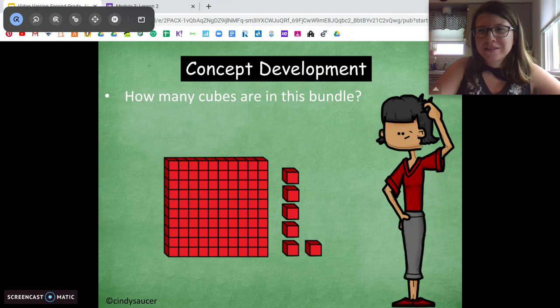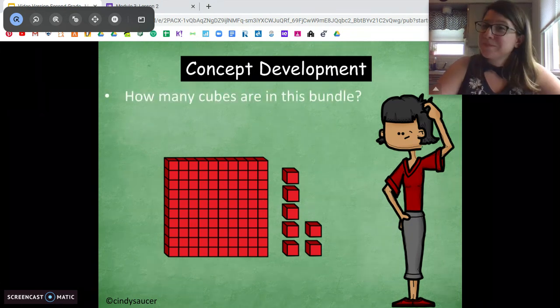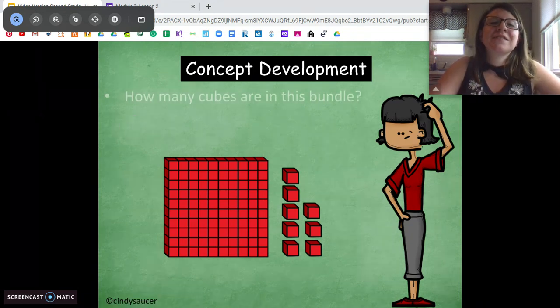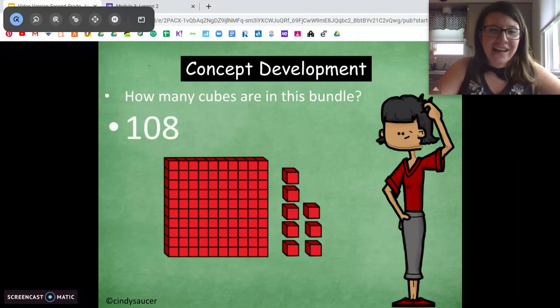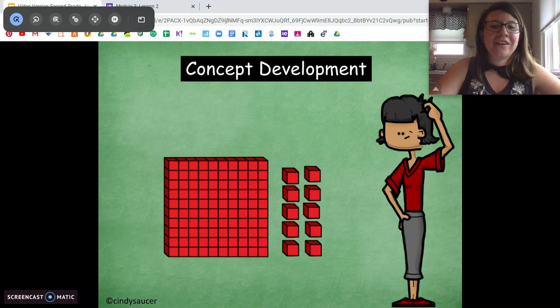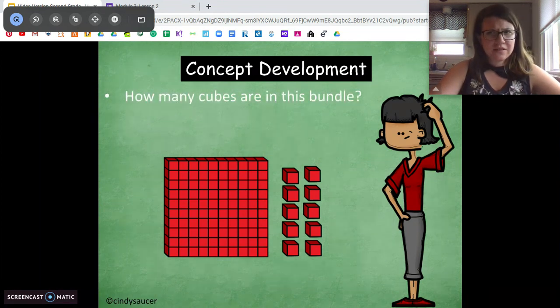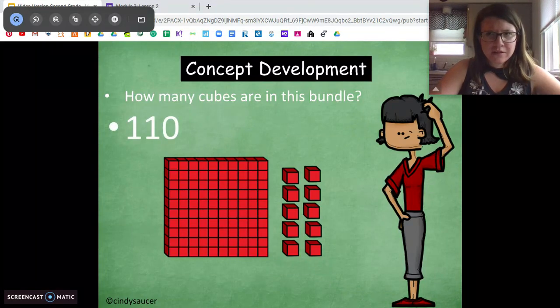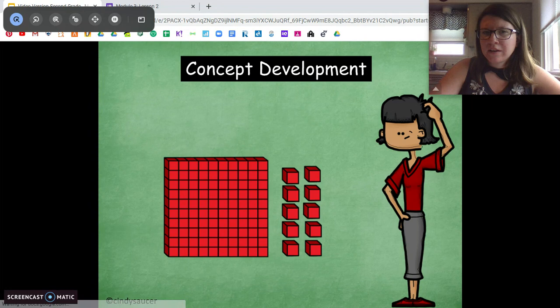How many now? 106, 107, 108, 109, good. How many is this? We have 100, and then how many ones? 10 ones, right? So it's 110.